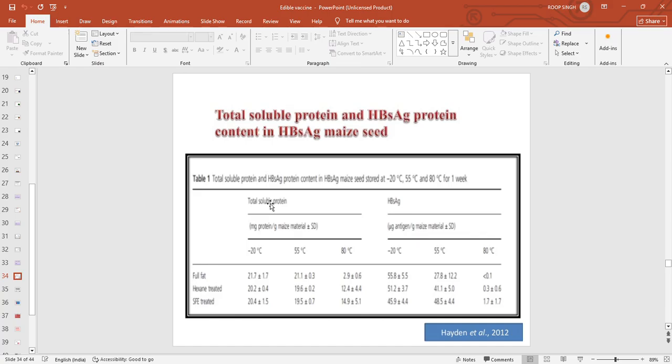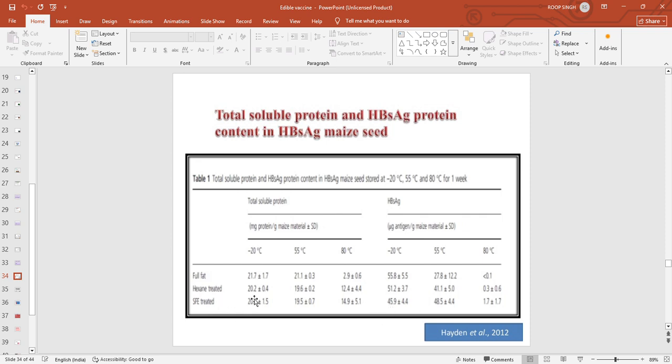Here you can see the total soluble protein in this part. At 80 degrees Celsius, you see a lot of degradation. And in the case of HBsAg, this is at 20 degrees Celsius, and this is 55 degrees Celsius.